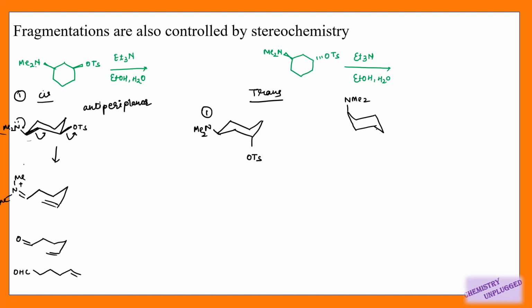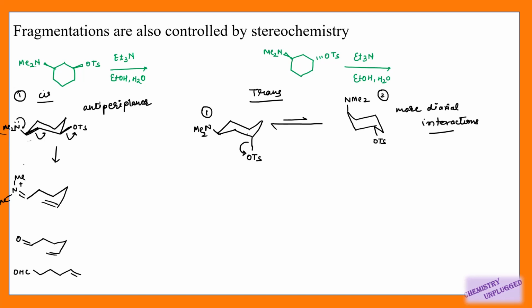We have two possibilities, but out of these two, the first form is more stable because it has less severe 1,3 diaxial interaction as compared to this one. It has more diaxial interaction, based on the nature of the group attached here. So this form is more stable, and if this bond leaves, this tosylate is acting as a leaving group, and when it leaves, we need a carbon-carbon bond which is anti-periplanar to this, right?